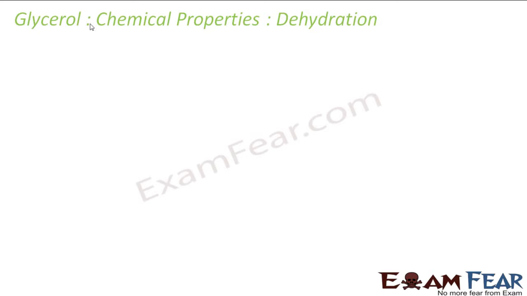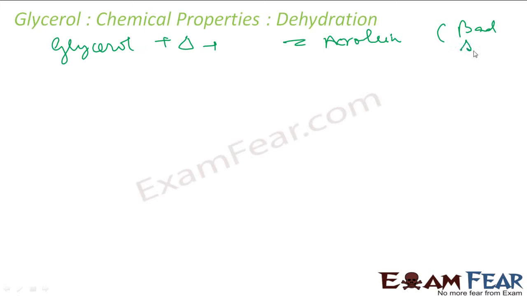So I have a glycerol and I heat this and add some agent, for example phosphorus pentoxide. What you get is acrolein, and it has a very bad smell. Very bad smell. So I'll show you the reaction.